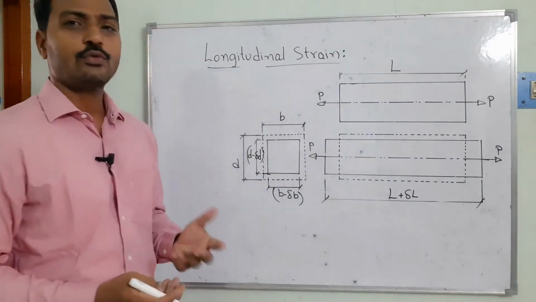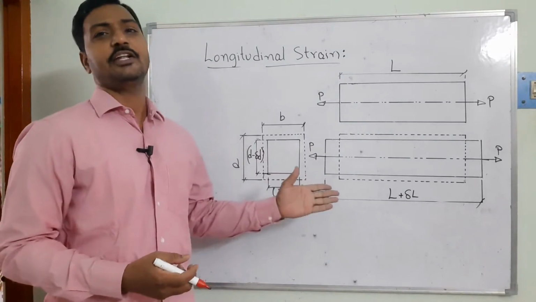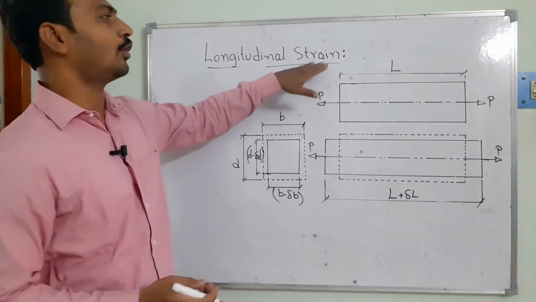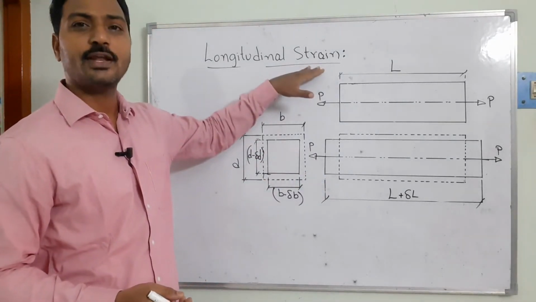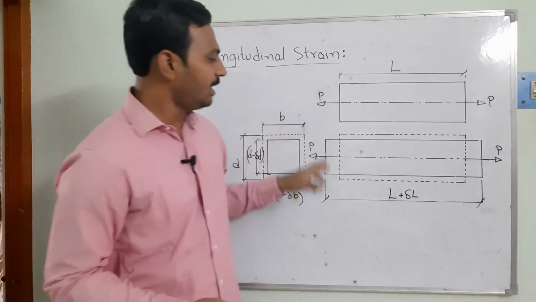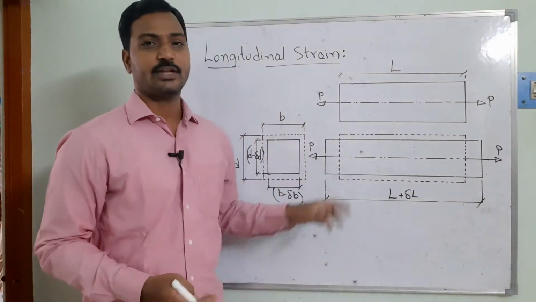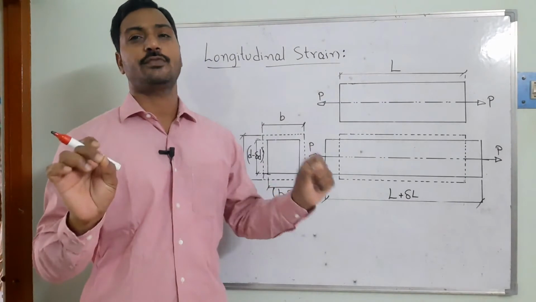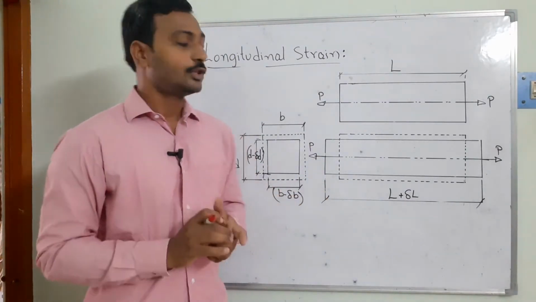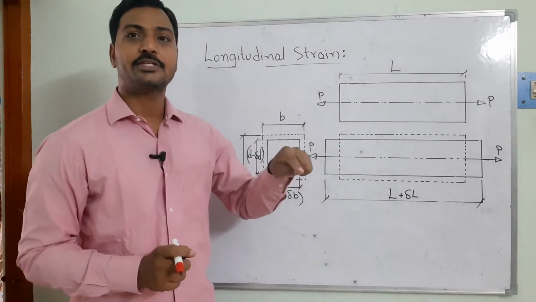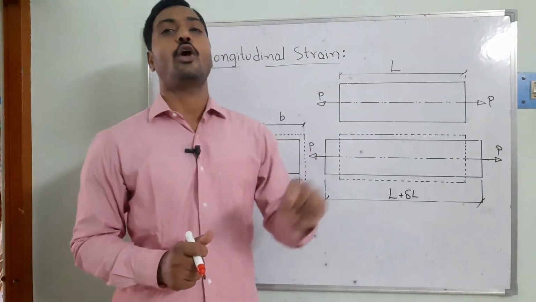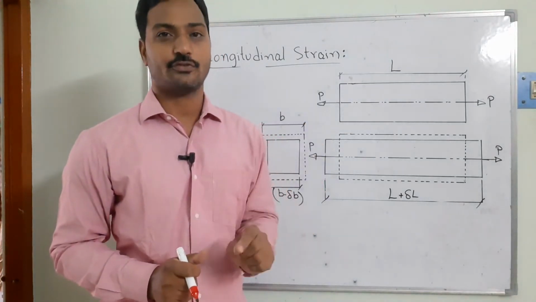Then we need to find out certain parameters to describe these conditions. So the first one is going to be the longitudinal strain. What is the longitudinal strain or linear strain? That's going to be along the length. That means the load applied along the length of the member. So then, the load is acting in that direction. We have to consider that as the longitudinal or the linear strain.